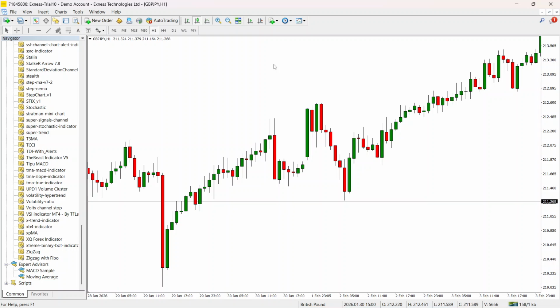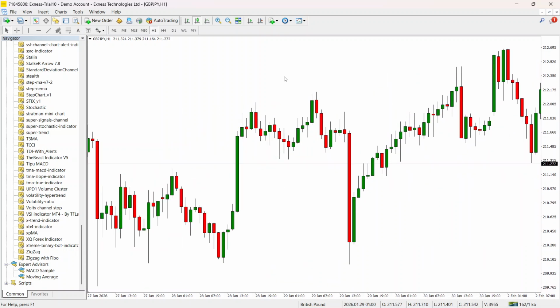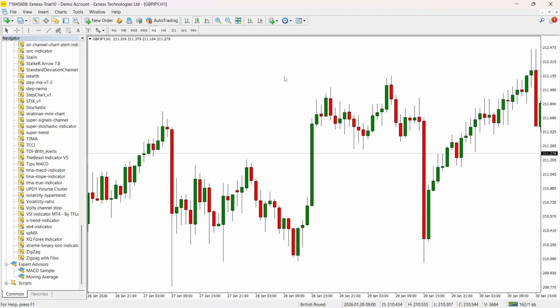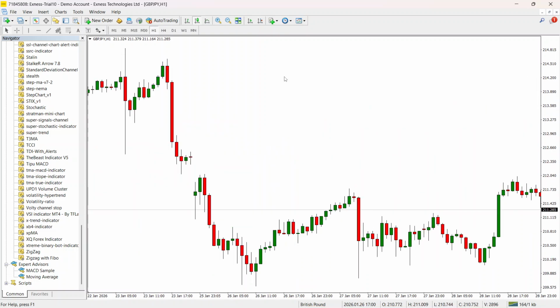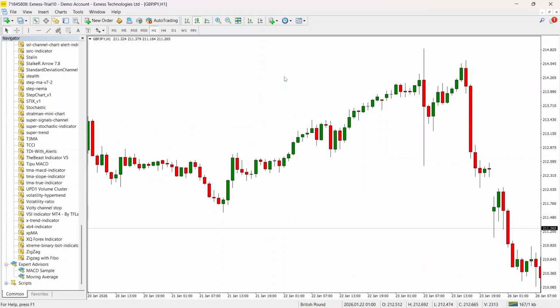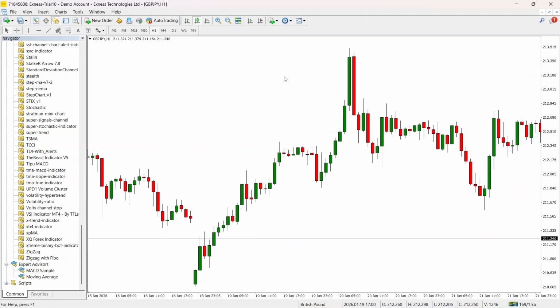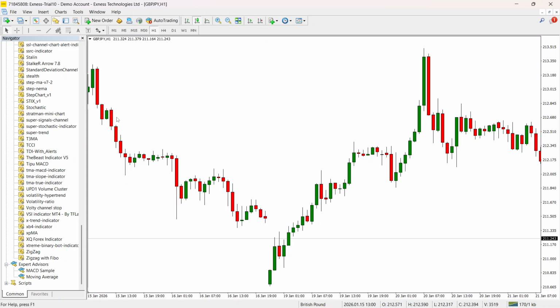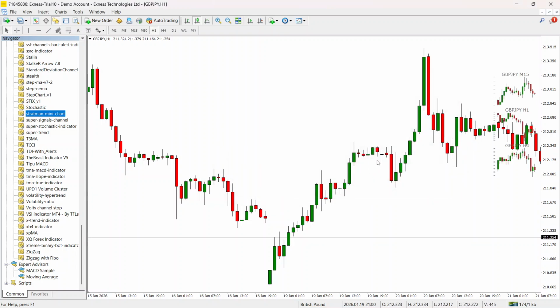Hello traders. In this video, we're looking at the Stratman Mini Chart Indicator for MT4. This tool lets you display multiple mini charts covering different time frames and even different instruments inside a single main chart window, making multi-time frame and multi-pair analysis much more efficient. I'll load the indicator on the chart so you can see what it looks like in real time.